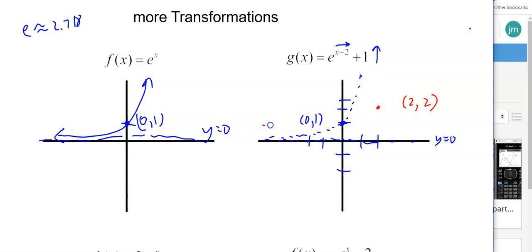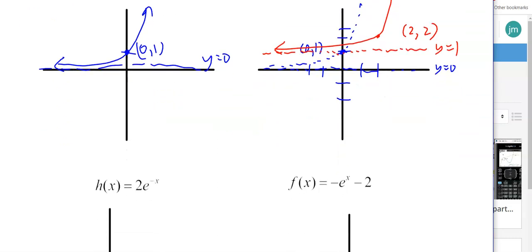The asymptote moved up 1, so now it's at y equals 1. Always draw that before you draw your graph. And it's going to look kind of like this. Hits that point and starts boogieing up pretty fast. Something like that would be your graph.